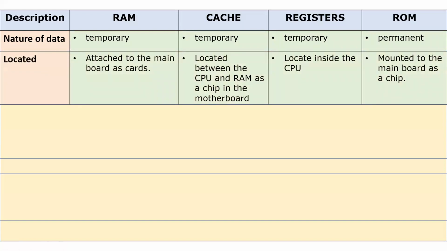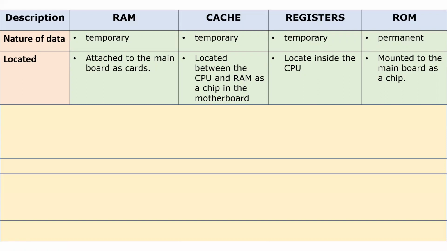Location, where that particular memory is available. RAM, if you consider the RAM that I showed you pictures of earlier, appears as a card attached to the motherboard. In the motherboard, there is a separate area called what? Memory bank. A separate area called the memory bank. This area is used to fix the memory cards.